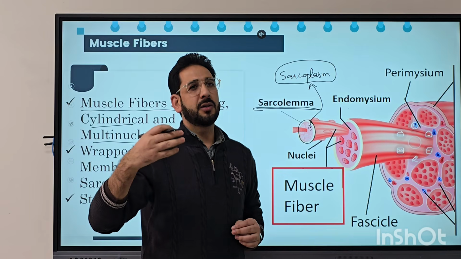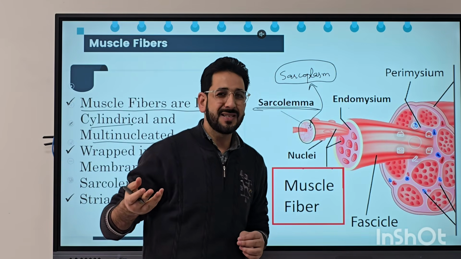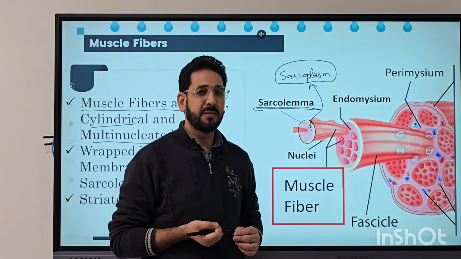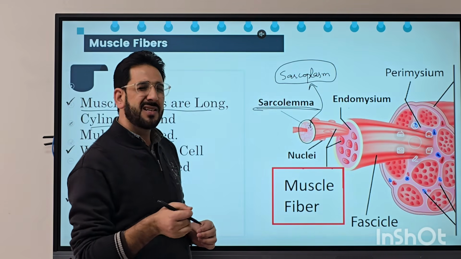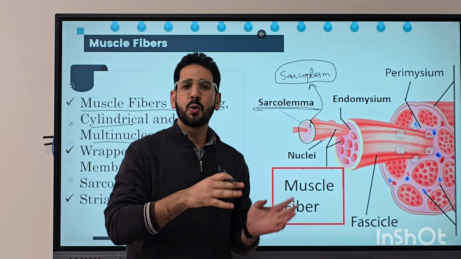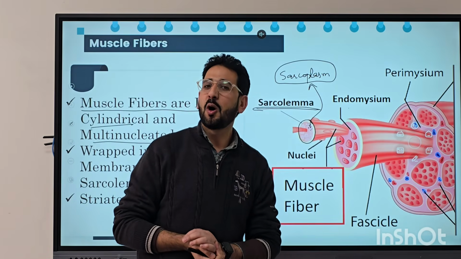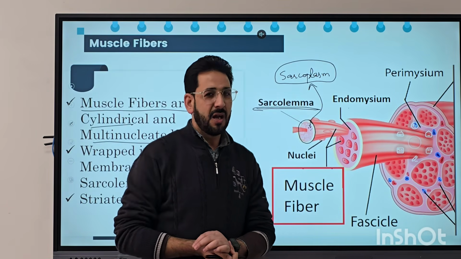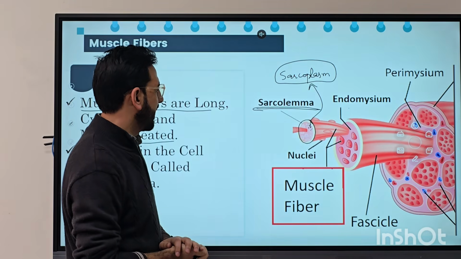It also contains myoglobin, that oxygen binding molecule. It also contains glycogen, the storage form of glucose, because we need all the glucose there inside the muscle cell for generation of ATP or energy inside the skeletal muscle.